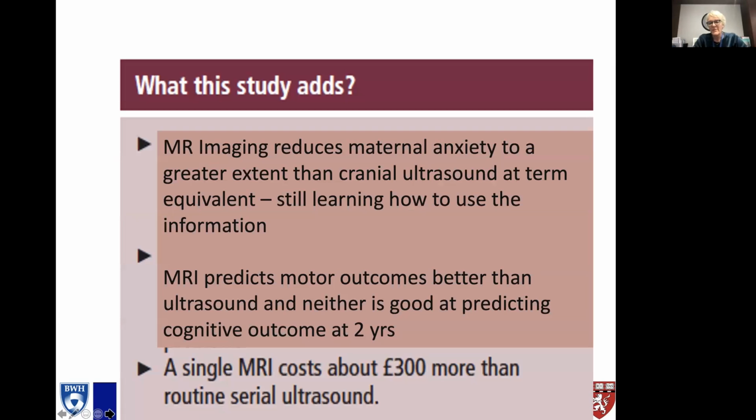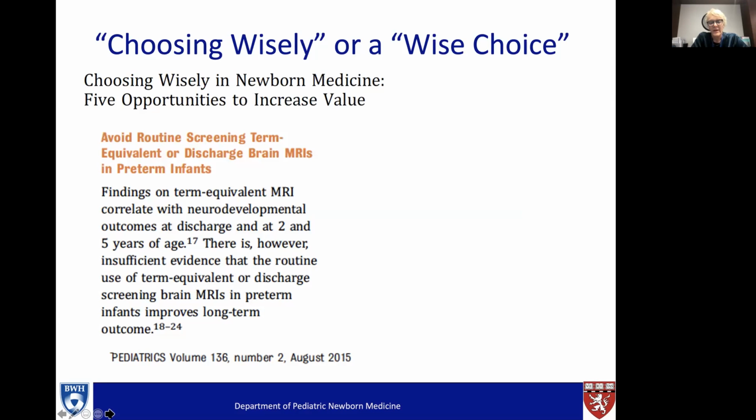So it reduced maternal anxiety to a greater extent, although we're obviously, as we have alluded, still learning how to use the information. And it was also better at predicting motor outcomes than cranial ultrasound, though neither was good at predicting cognitive outcomes. In the United States, a group of neonatologists under the American Academy of Pediatrics decided to discuss what they regarded as wise or useless treatments. And one of those treatments that they decided was not wise to undertake was a routine MRI or discharge MRI.